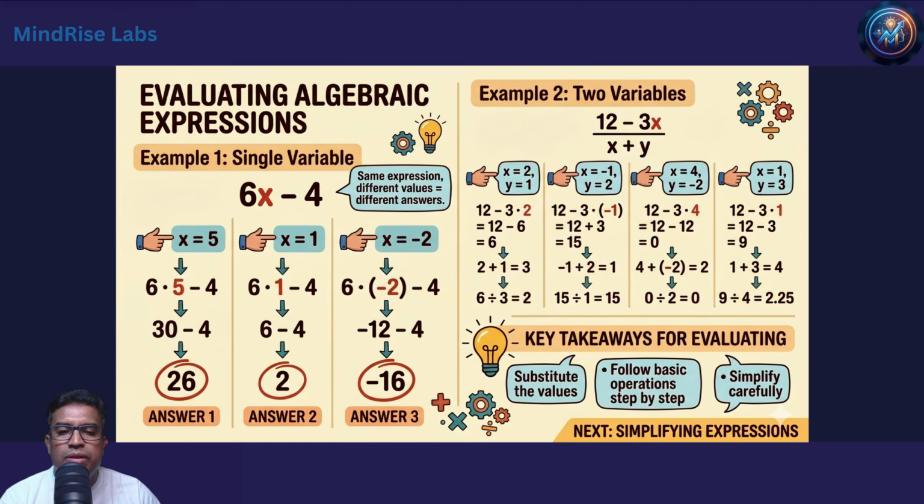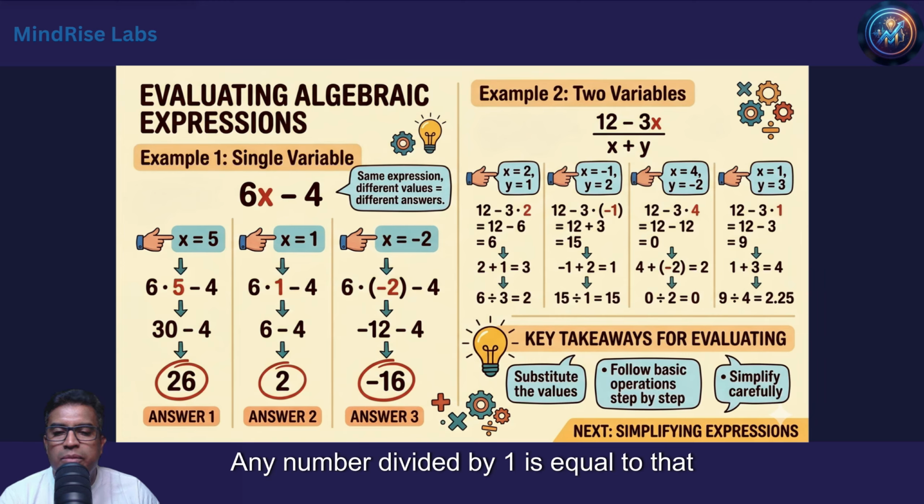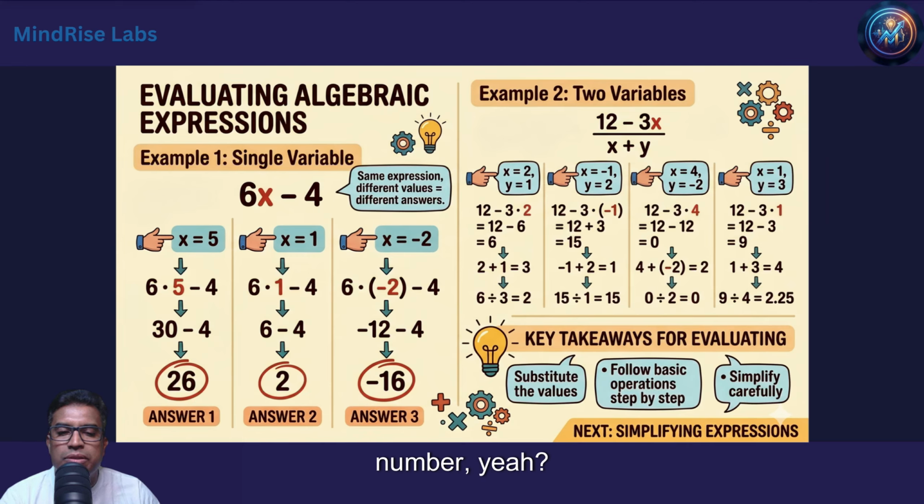Now the next one. Here we are looking at the value of x as minus 1, y as 2. So 12 minus 3 times negative 1, that becomes 12 plus 3, which is equal to 15. So the denominator here, if you see that, minus 1 plus 2, you get 1 as the answer there, right? So finally, 15 divided by 1, which is of course 15. Any number divided by 1 is equal to that number, yeah?